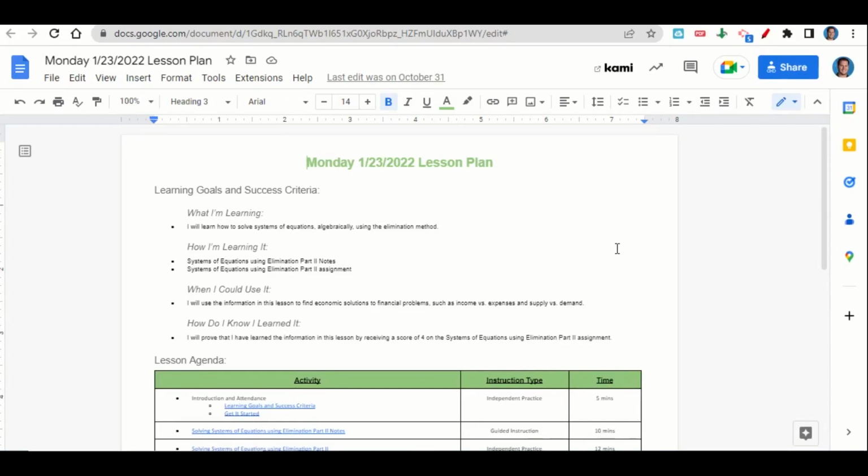First, what are we learning? We're learning how to solve systems of equations algebraically using the elimination method. How are we learning it? Through the Systems of Equations Using Elimination Part II notes and the Systems of Equations Using Elimination Part II assignment.